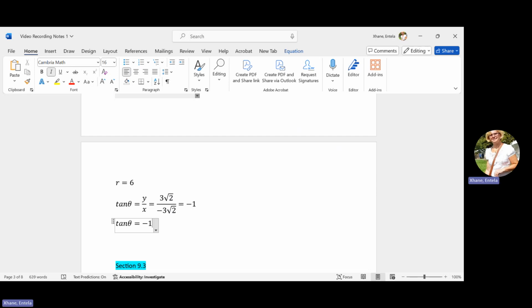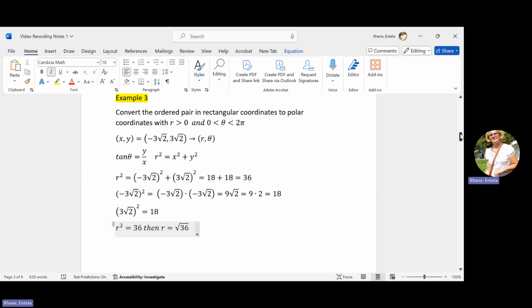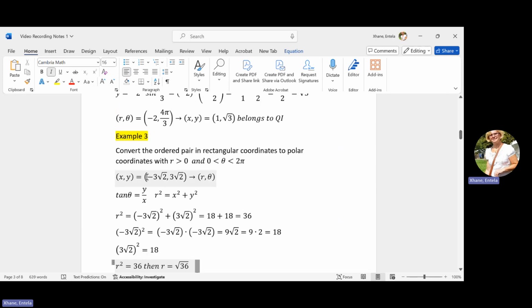So now I need to figure out if this is going to be quadrant 2 or 4. So how do I know that? Then I go back and see where is my given point located. This is my given point.